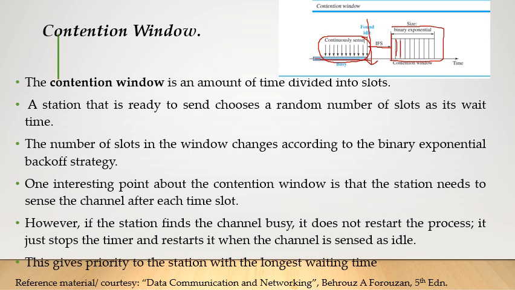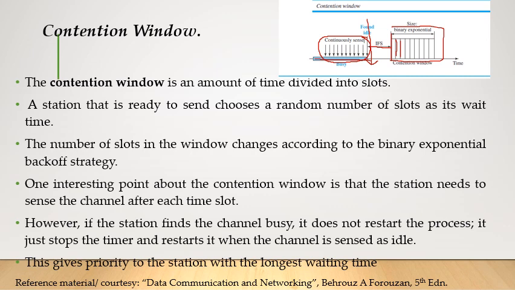Suppose I have waited for some slots of this contention window. Even after that, it doesn't mean that I will directly send. The station needs to sense the channel again after each time slot. Suppose I waited for one duration, one window slot, then I'll sense. If it is busy, we'll wait for another two time slots. Or if previously I had waited for two time slots, I'll wait for another slot of time.